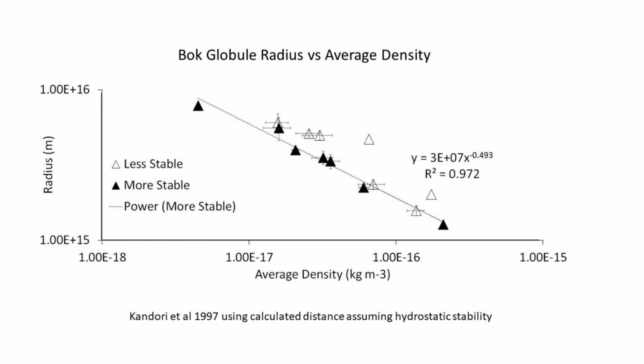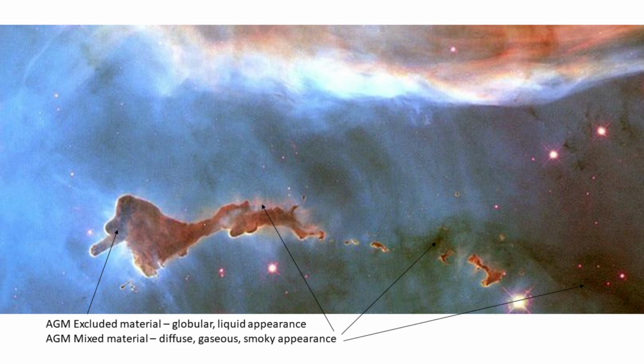Now what happens when a Bok globule is moving fast through the anti-gravity matter? Well, that's what's happening here. You can see that on the left the Bok globule has a globular appearance that shows that it is dense enough to exclude the anti-gravity matter from its volume. The surface that we can see is the AGM boundary. But over on the right and in the middle, you can see that some parts of the Bok globule have a more smoky, wispy appearance. The globular surface has gone.